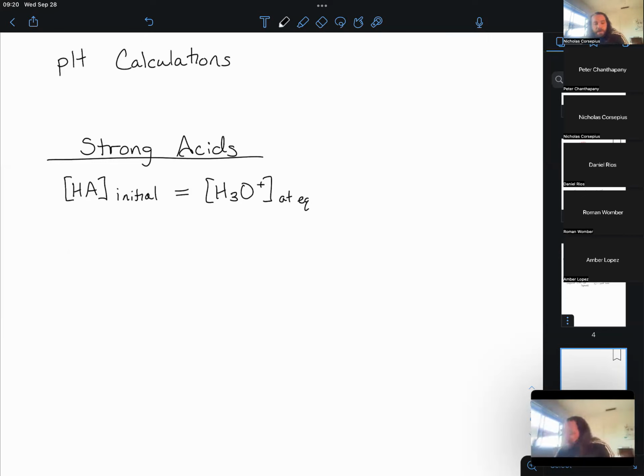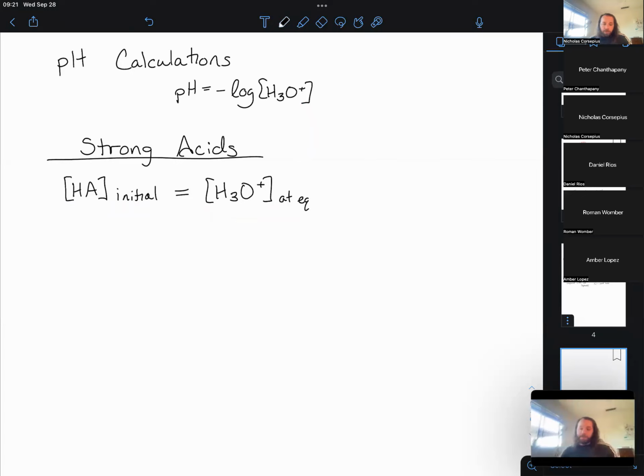So whatever your starting concentration of acid is, that's the concentration that you plug into the pH formula. Remember, pH is the negative log of that hydronium ion concentration. So if I'm given an initial concentration of acid, and I'm just going to assume that it's the same as the concentration of hydronium ions at equilibrium because it's a strong acid, I just plug that value into my pH formula.